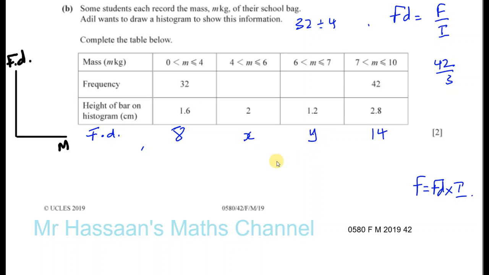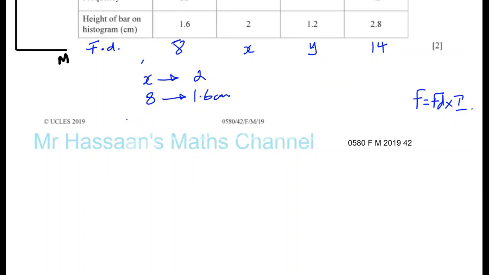For this bar, the frequency density is 8 and the height of the bar is 1.6. So I know that the frequency density of 8 units is being represented by 1.6 centimeters of height. I want to know how many units of frequency density are being represented by 2 centimeters. So I end up with a little equation: x is equal to 8 times 2 divided by 1.6, cross multiplication. 16 divided by 1.6 is equal to 10.